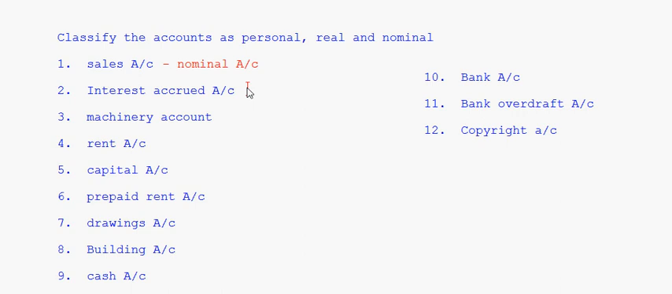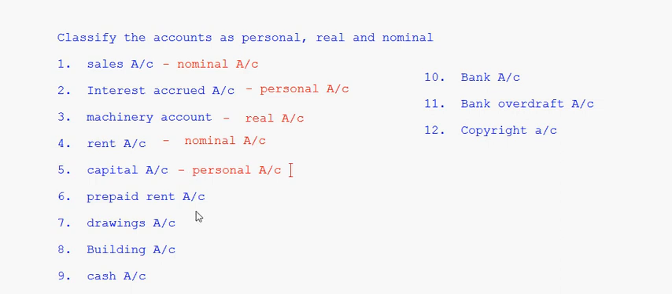Interest accrued account. Interest accrued is interest outstanding, right? Interest account, if I just write interest account, is basically a nominal account, but interest outstanding or interest prepaid account is basically a personal account, right? Machinery account, it's a tangible asset, so it's a real account. Rent account is an expense, so that is a nominal account. Capital account is something which is related to the proprietor, so that is again a personal account.